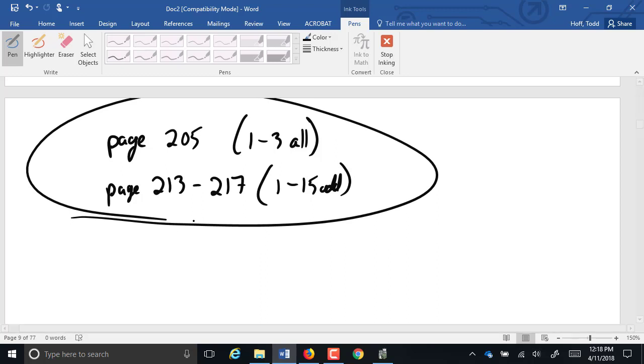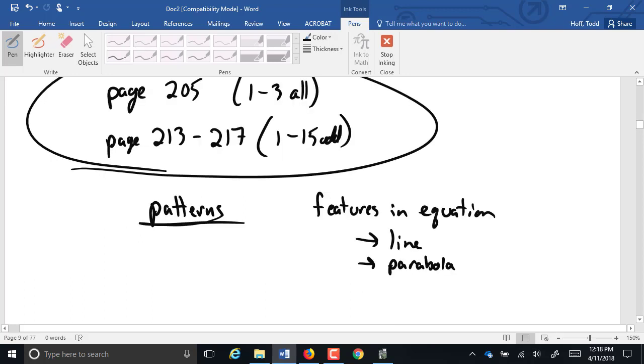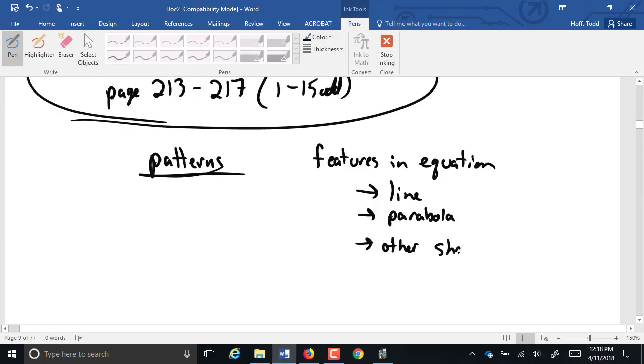Things to notice as you are doing the worksheet and doing stuff out of the book is look for patterns. And we'll talk about this more on Friday, but what type of equations? Features of the equation that cause it to form a line, or cause it to form that parabola that we talked about, or other shapes that you might notice that are distinct shapes. Are there things you can see in that equation that might tell you or help you predict what shape it's going to make on the line or on the graph.